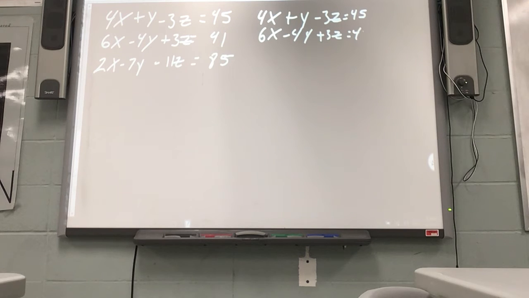Okay, those 3z's have different signs, which means you're adding. Good. 4x and 6x is 10x. 1y plus negative 4y is negative 3y.